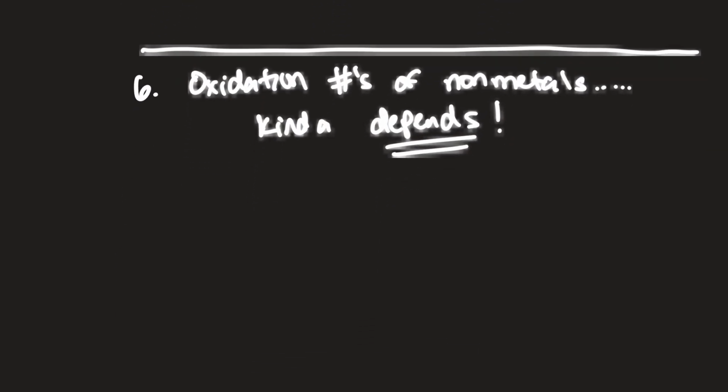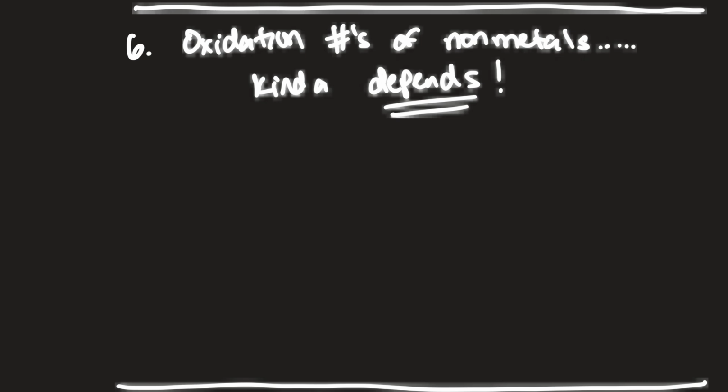Now, the last point is the oxidation of nonmetals. And really, it kind of depends. As strange as it sounds, it really just kind of depends. But there are some general rules that we follow. So, for example, fluorine, anytime we're dealing with a fluoride, its oxidation tends to be -1. Hydrogen kind of depends what it's bonded to, and so hydrogen could either be a +1 or a -1.